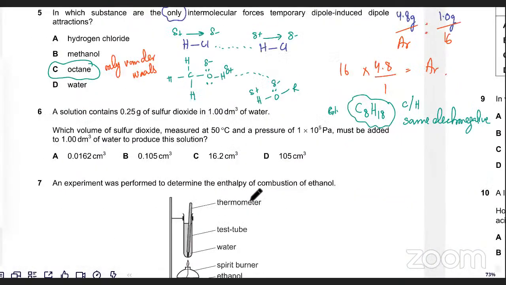Is this clear? Previous question. Yes, sir. Clear?